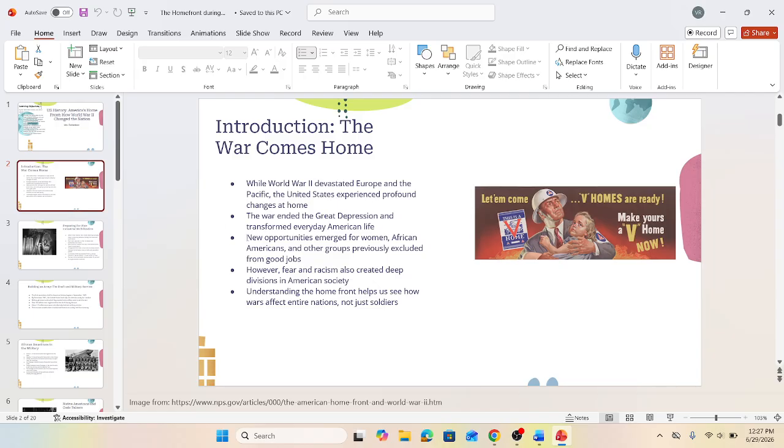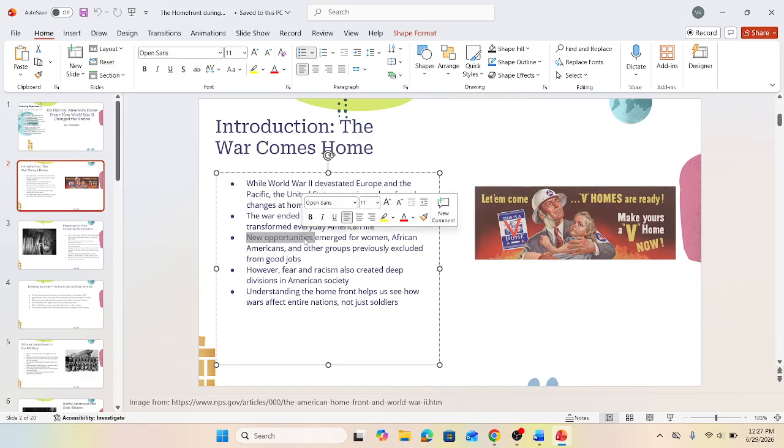Everyday life for Americans began to change. The war provided new opportunities for women, African Americans, and other groups that were previously excluded from good jobs. Because during wartime, right, exceptions were made in which minority groups that might not be allowed in jobs were now allowed in jobs for the sake of the whole country and to support the war effort, since many of the eligible working men were overseas fighting. However, fear and racism also created deep divisions in American society. So we're going to take a look at how the war affected the entire nation and not just the soldiers.